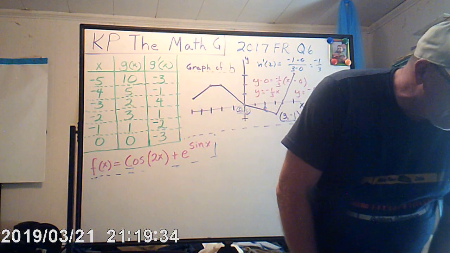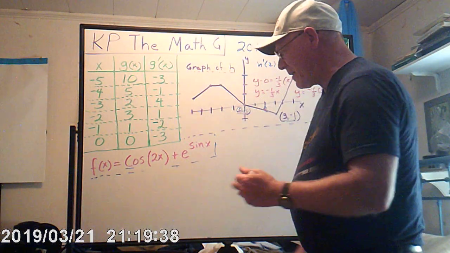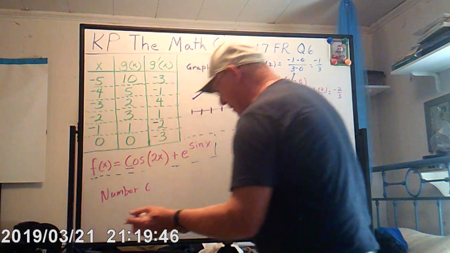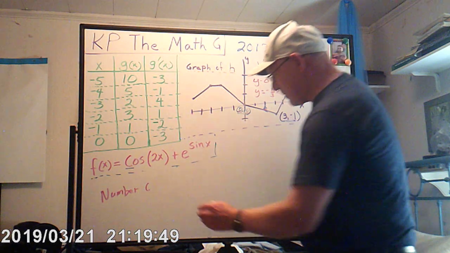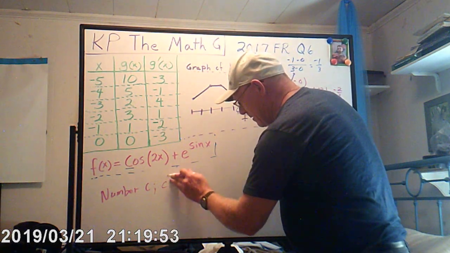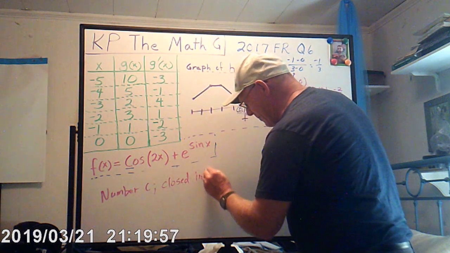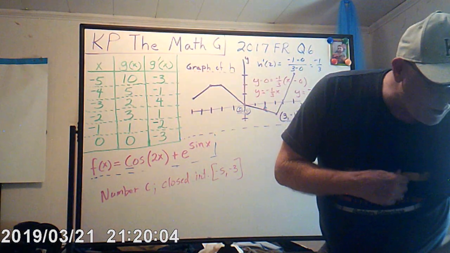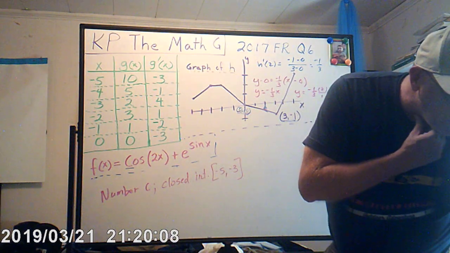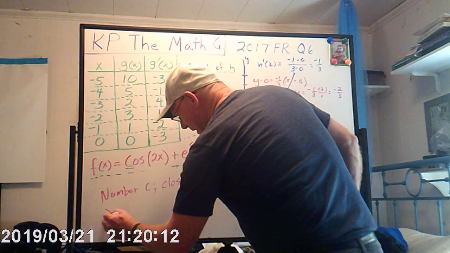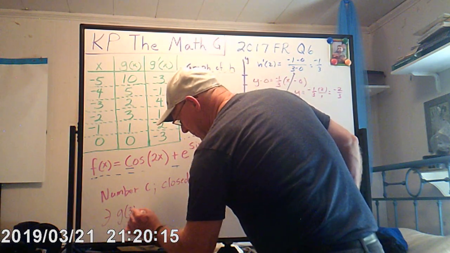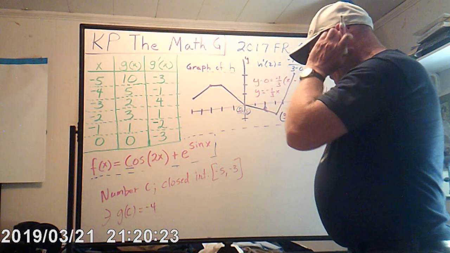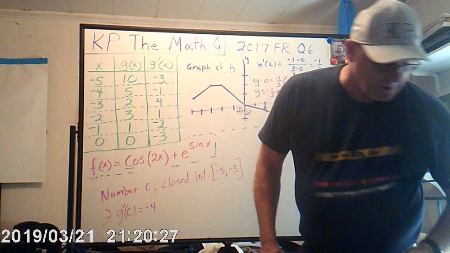Is there a number C enclosed in the closed interval from -5 to -3, I think it is, such that G at C is equal to -4, G prime at C, isn't it? Yeah, G prime at C.